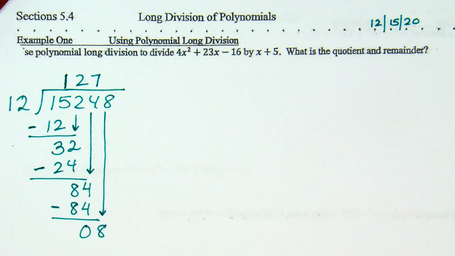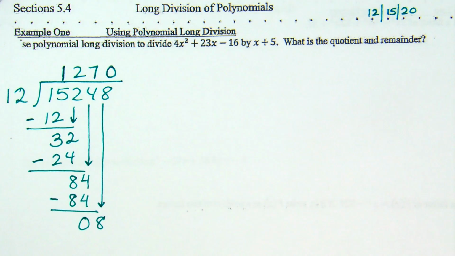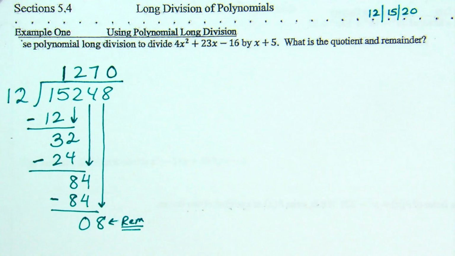12 into 8. It doesn't. It goes 0 times. Where do I put that 0? Put the 0 in our answer above the 8. And what is this 8 down here? A remainder, yes? You know, in elementary school, you got to write 1,270 R8, remainder 8.